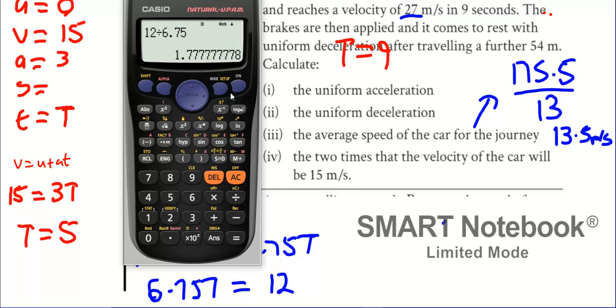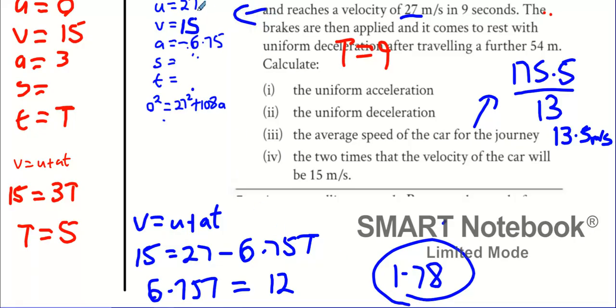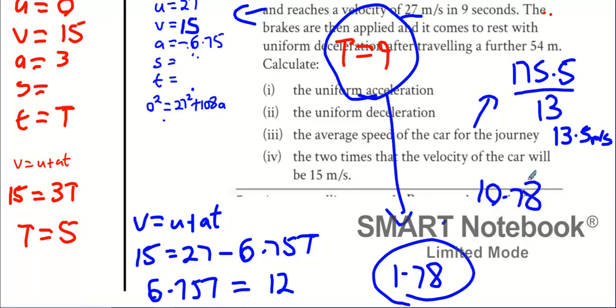16 over 9 or 1.78. Okay. Is 1.78 the correct answer? No, because you're already 9 seconds in before the deceleration phase happens. So the answer is 9 plus 1.78, which gets me 10.78. You cool with that?